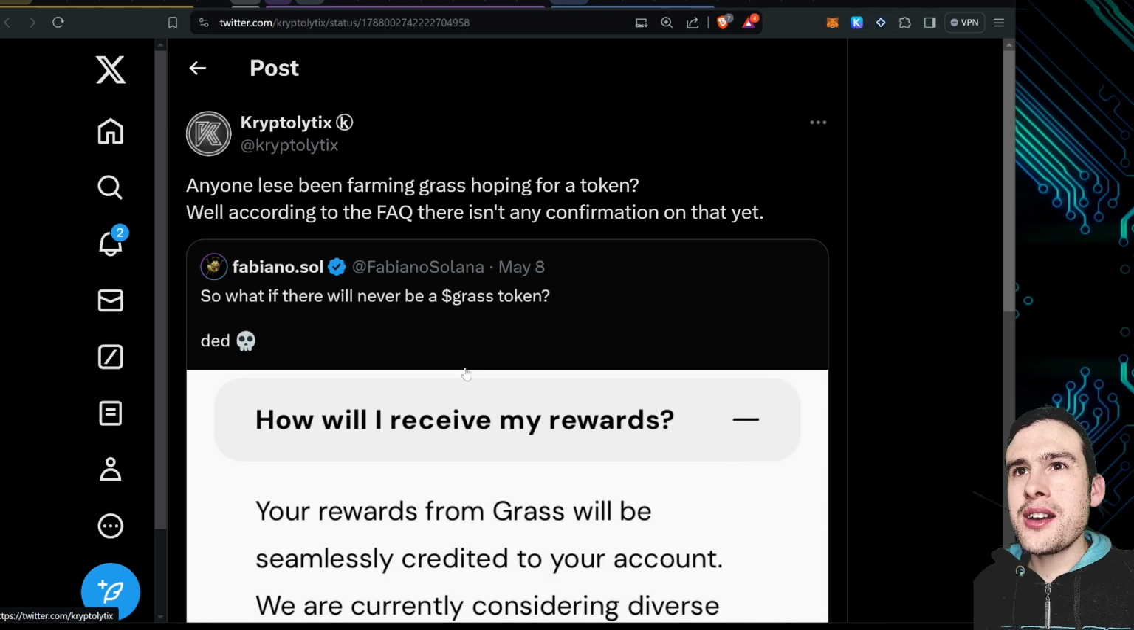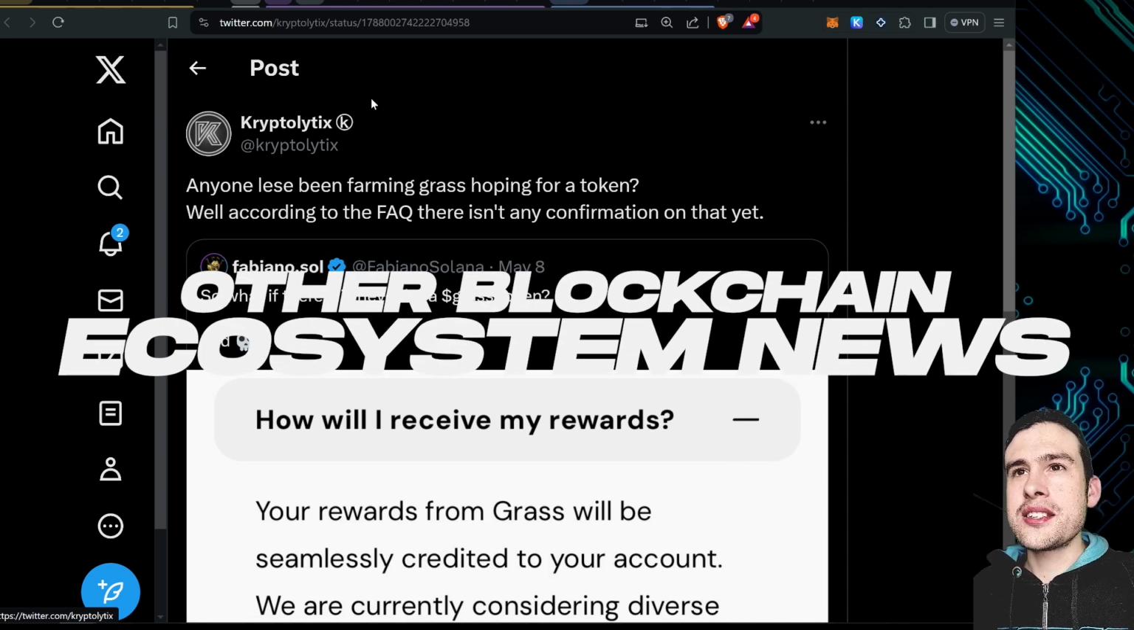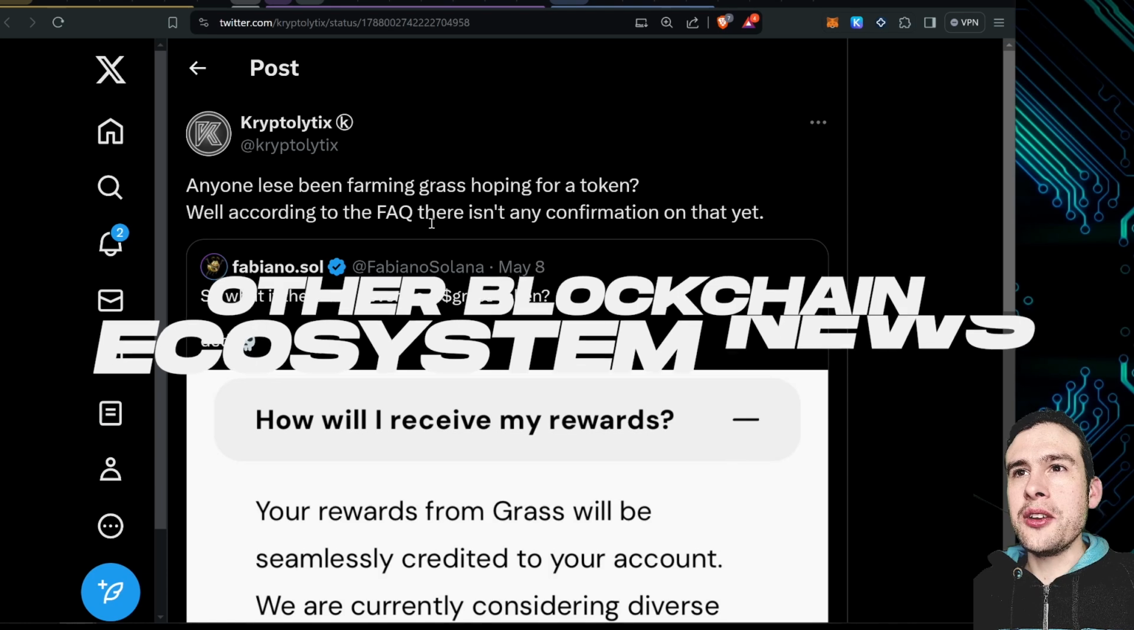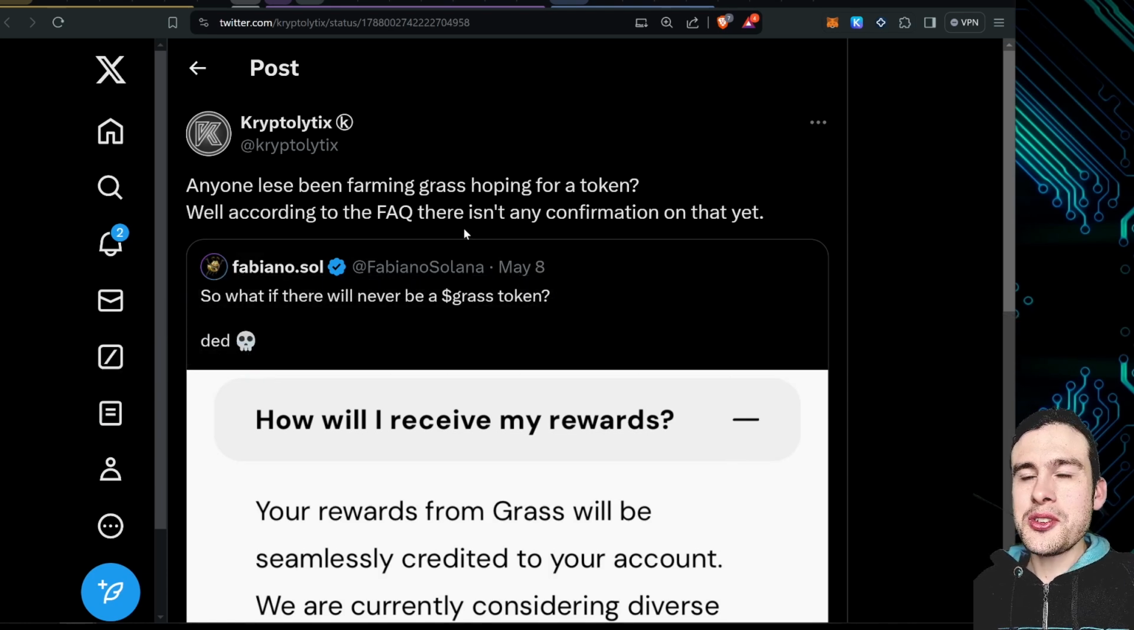So if you've been farming Grass, are you being farmed instead? Who knows? And yes, I have been farming Grass. I actually haven't shilled my reflink at all for it. It's just something I've been doing on the DL, but I think that this one, I'm not so sure. Let's see how it plays out, but no mention of a Grass token. So that's kind of interesting. Has everyone just been farming this for no reason? Remains to be seen, right?